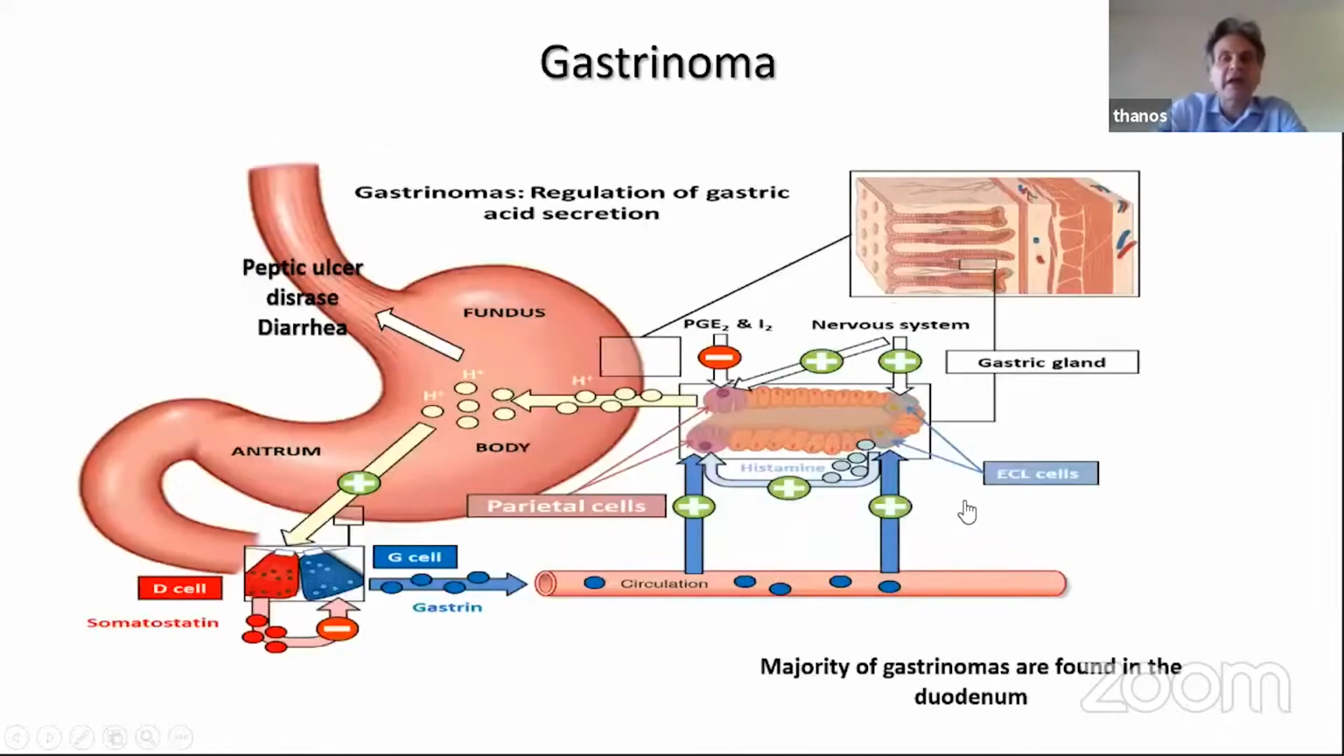So gastrinoma is the other relatively common functioning neuroendocrine tumor. The majority of the gastrinomas are found in the duodenum, 6 to 7% in the sporadic ones, and almost all of them in the ones related to MEN1 syndrome, secreted by the G cell, and then they act on the stomach to produce excessive hydrochloric acid, and therefore cause peptic ulcer disease and diarrhea.